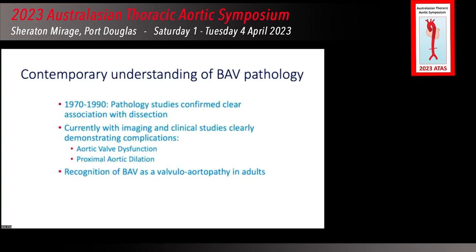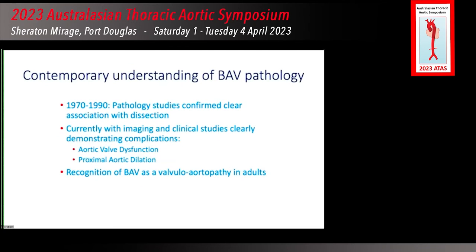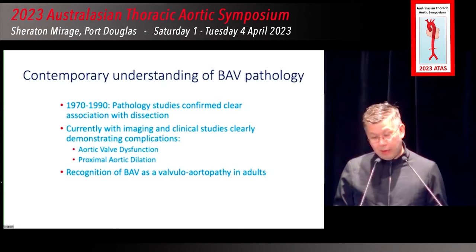Our current understanding of BAV pathology is related to the fact that several studies in the 1970s and 1980s clearly confirmed its association with dissection, and our current imaging and clinical studies clearly demonstrate complications in terms of both valve dysfunction and proximal aortic dilation. And there is current recognition that BAV is now a valvuloaortic pathologic condition in adults.